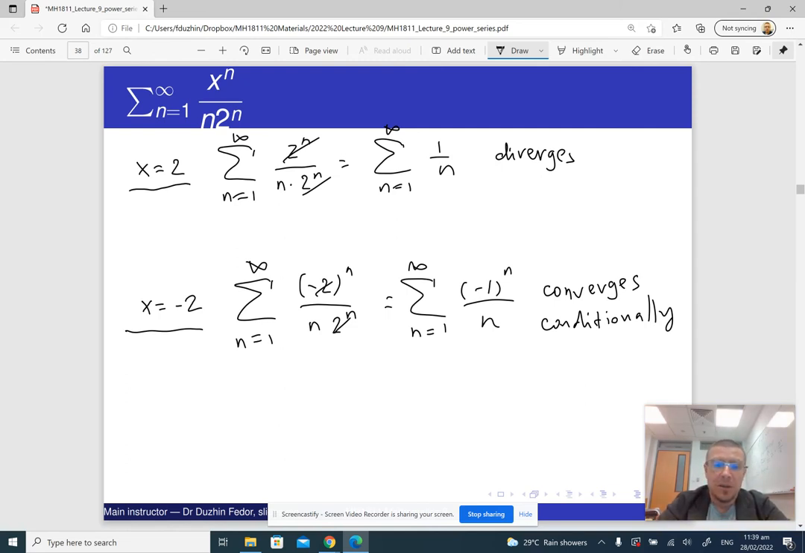All right, so 2 is not in the domain, and minus 2 is in the domain. So the interval of convergence is the interval from negative 2, including negative 2, to 2, not including 2. So this is the answer.